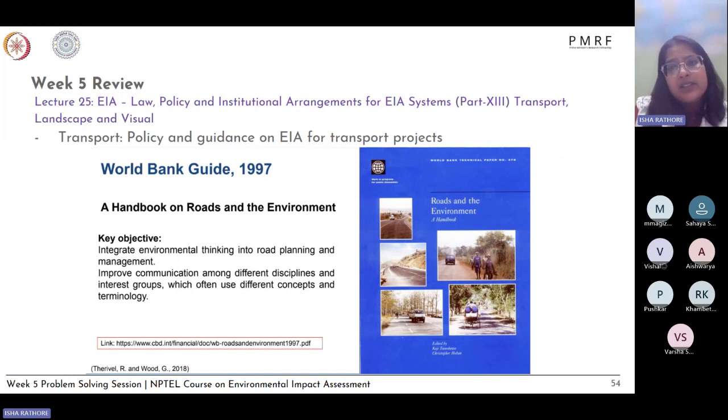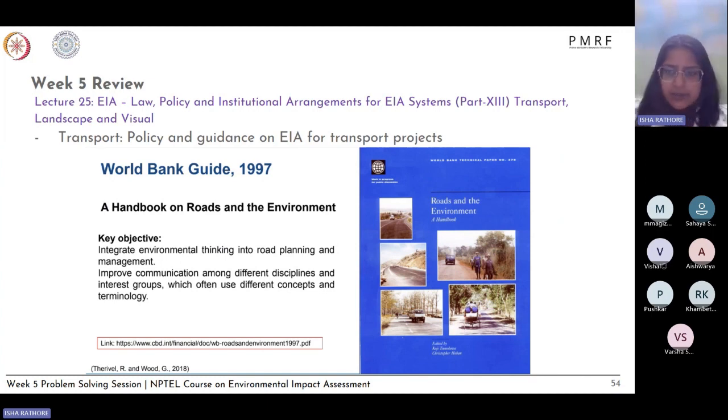And this is part 13, where we look at transport, landscape, and visual aspects for the project. For transport, we look at policy and guidance on EIA for transport projects. First we have the World Bank guideline of 1997, which was a handbook on roads and the environment. It integrates road planning and management with environmental thinking and improves communication between the interests of these different groups, which are infrastructure development and the environmental thinkers. So it brings different concepts and terminologies together.